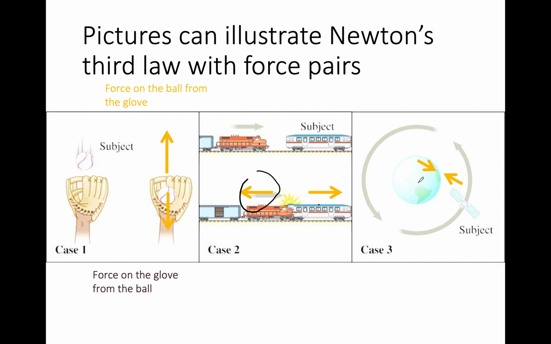Okay, the Earth has a gravitational pull on the satellite. Now Newton's third law this time tells us the satellite also has a force on the Earth, pulling the Earth towards the direction of the satellite. We'll come back to that in detail when we discuss gravitational force.